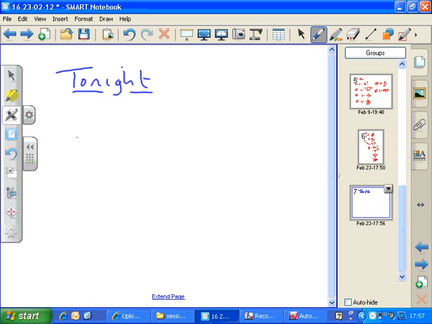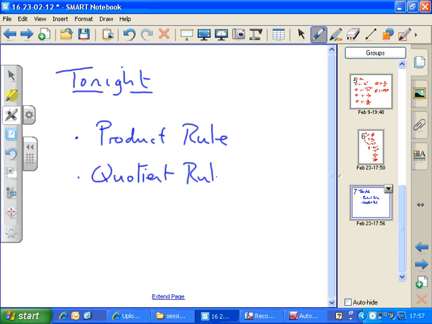I want to look at three rules. The product rule, the quotient rule, and the chain rule. So that's my aim for tonight, to look at those three rules. And if you've done some calculus with me before, or you've done calculus before in another class, you might recognise them, isn't it? Yep. So it should be easy.